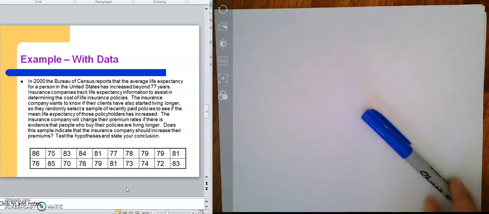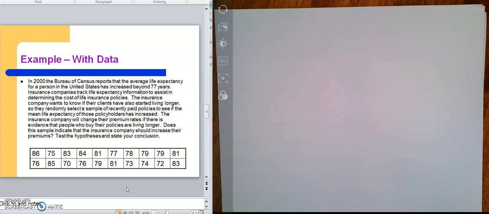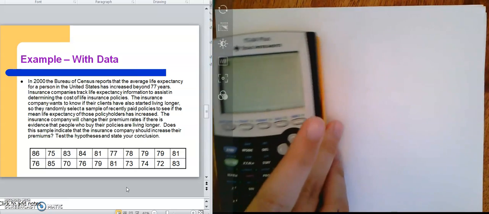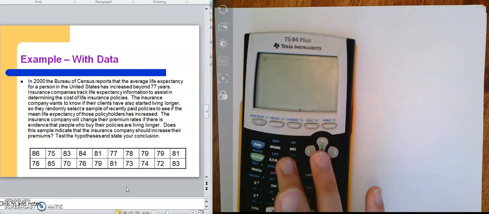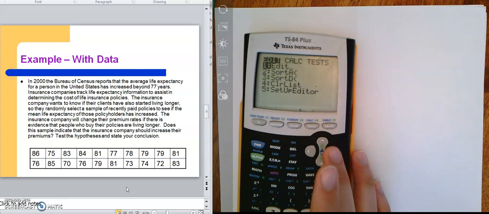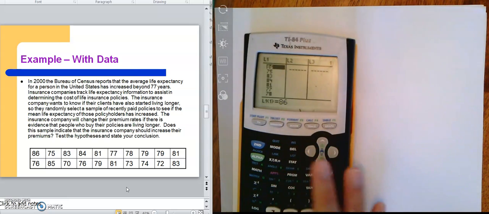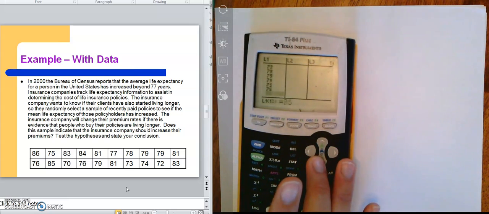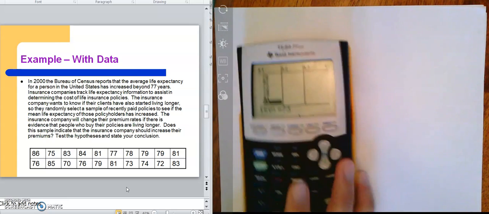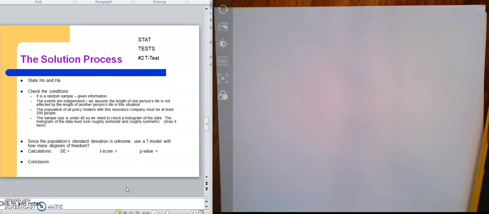So we're going to go through the entire thing. First of all, this is your data, and you're going to want to put it in your calculator. I've already put the data in just for saving time on this video. Make sure your data's in. All right, so here's our process. We first have to state our null and alternate.